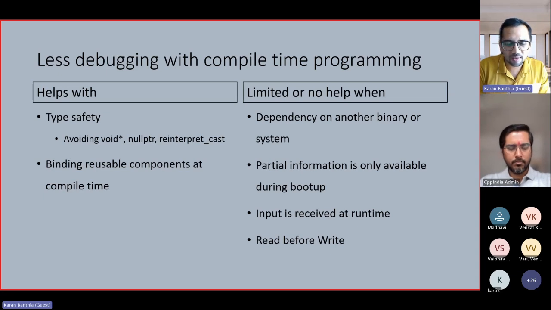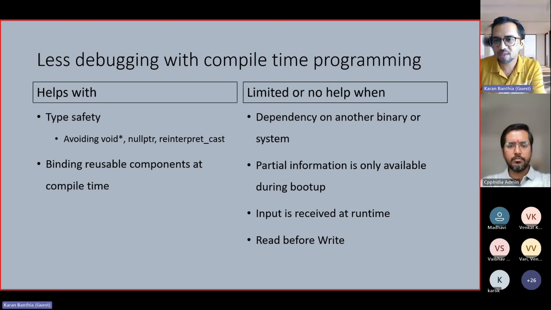Registering callbacks, registering components, one component to another. All these bindings you can easily do at compile time in most of the cases. If this information is not available at compile time, then generic programming might not be able to help. But it can still help you.